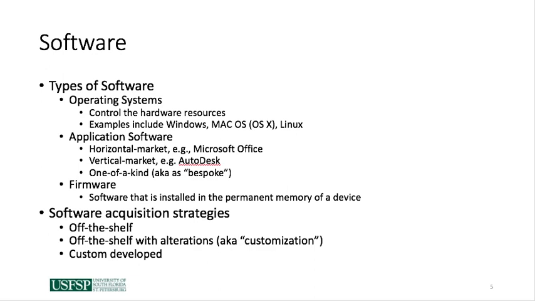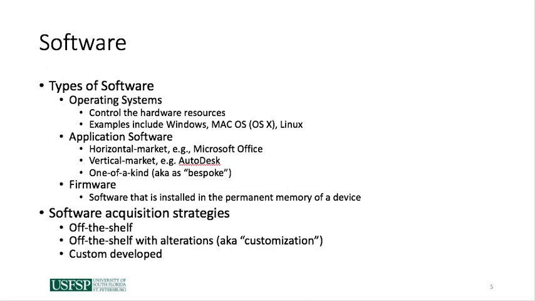A special type of software is firmware. Firmware is software that is stored in some special memory, typically ROM, of a device such as a printer. When you update, for example, your printer, you typically download a software patch from the internet, which is then installed in the ROM of that printer, hence making it part of the printer's firmware and making it permanent.